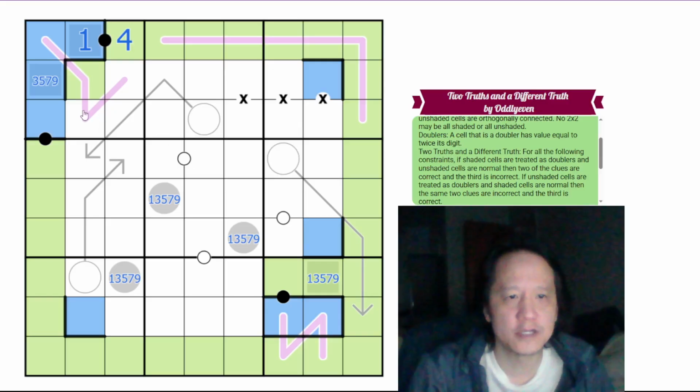This blue has to get out, so this must be blue. The green has to get out, so it connects that way. We have a 2x2 area that's all green, so this is blue. That means this is shaded. This is that, and this is fixed there. This blue must go out here to connect. This is a boundary.